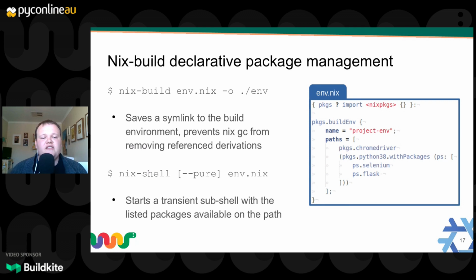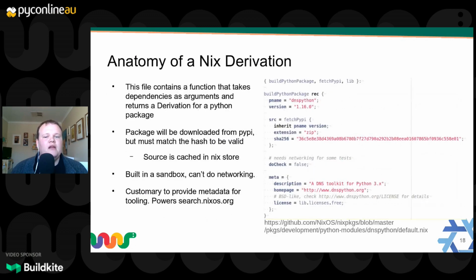It will give you a transient shell that has all those things, and in pure mode it will give you just those things and nothing else. Nix derivations, I'm running low on time so I'll go through this quickly. They're fairly simple things. buildPythonPackage is part of the standard library of Nix packages.